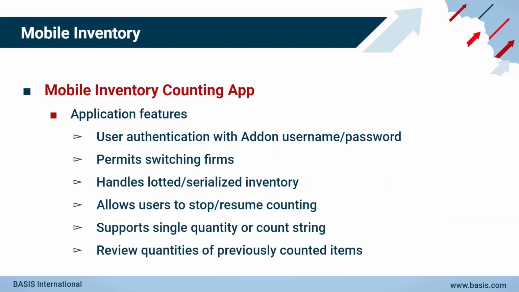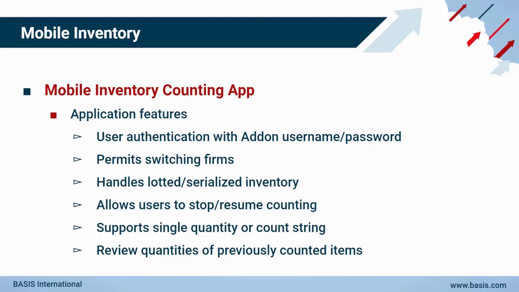In terms of the application itself, users log onto the app with the same username and password they'd use for other Addon tasks, and they're logged into the firm that's associated with their user account. Once in the app, users can of course switch firms if they need to. The app shows lots and serial numbers for counting, as well as items that aren't lotted or serialized, and if a user happens across an item with a lot or serial number that isn't listed, it can be added.